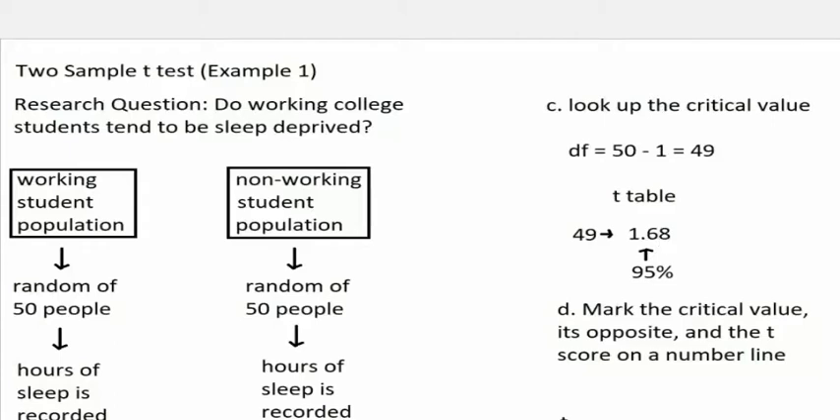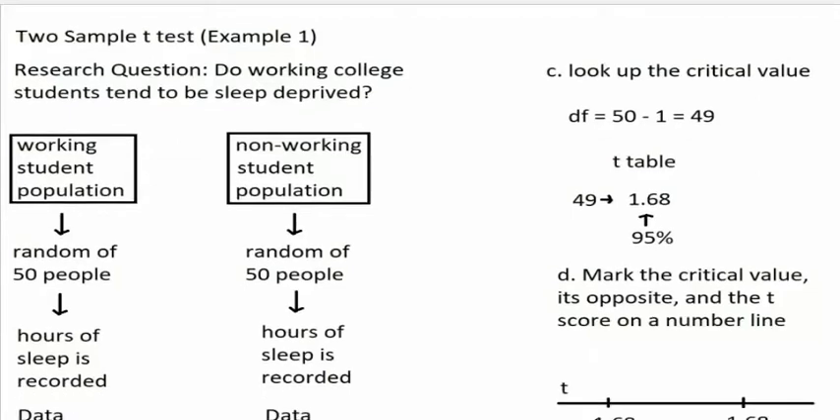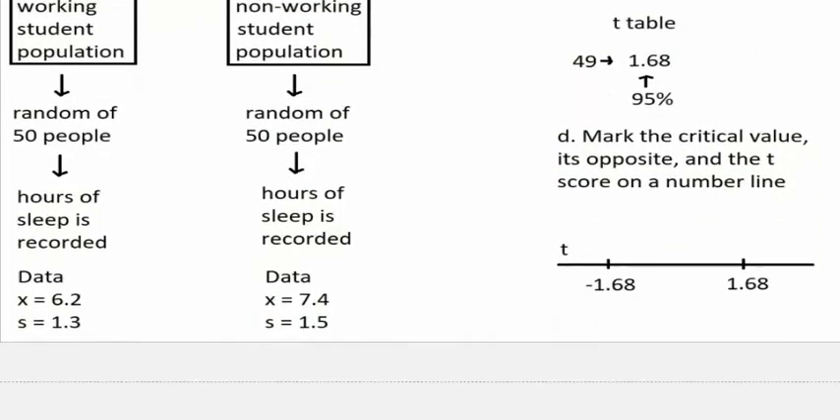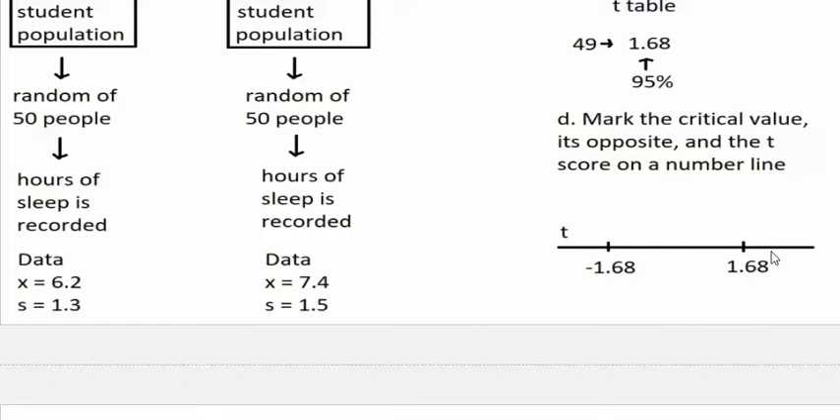Now what we need to do is take that critical value and mark it on a number line in part D. Actually, the critical value and its opposite. So from the table, we got 1.68. So we need to mark off 1.68 and negative 1.68.